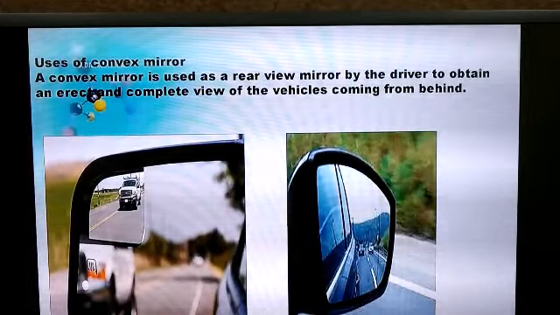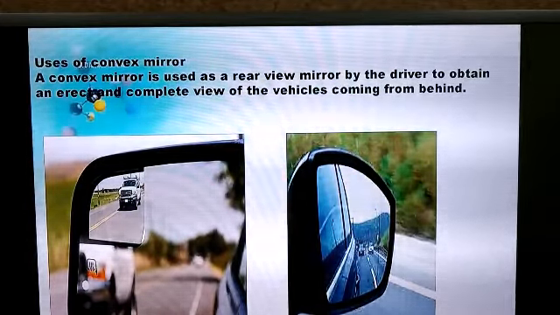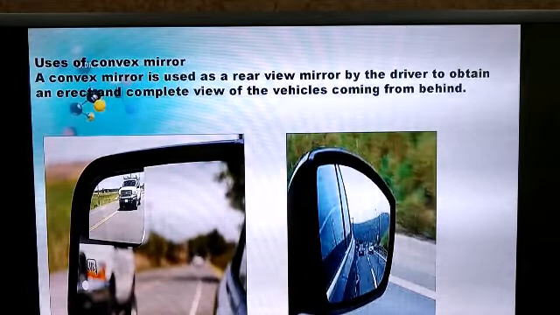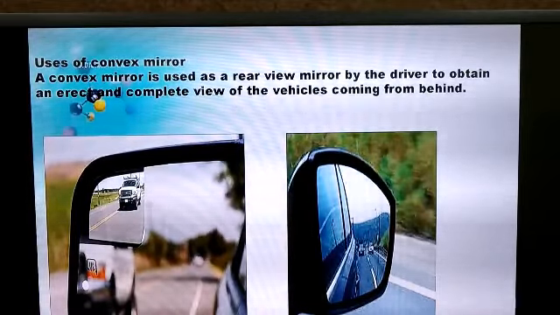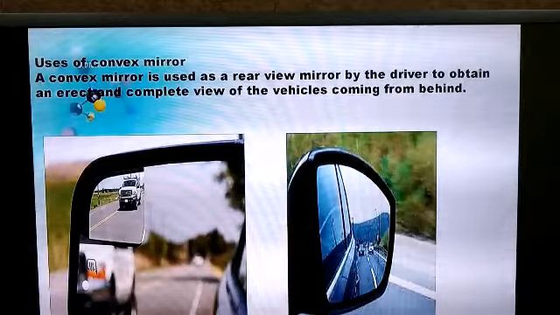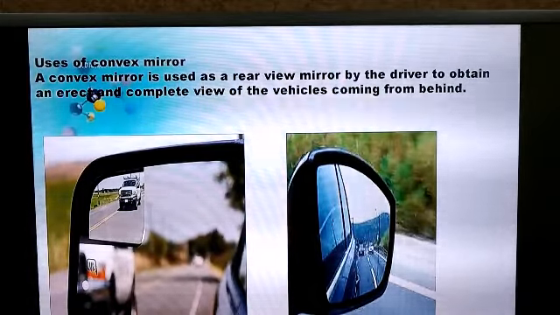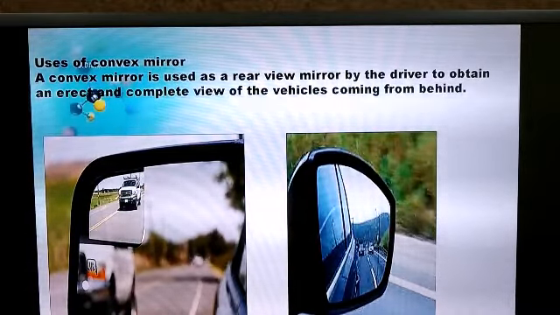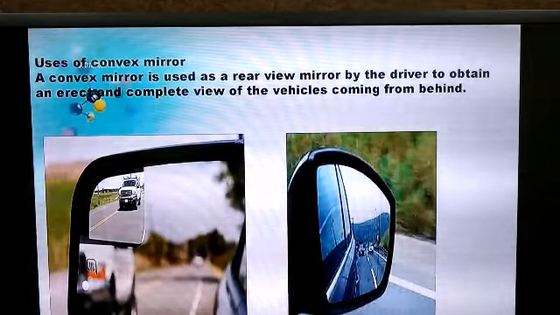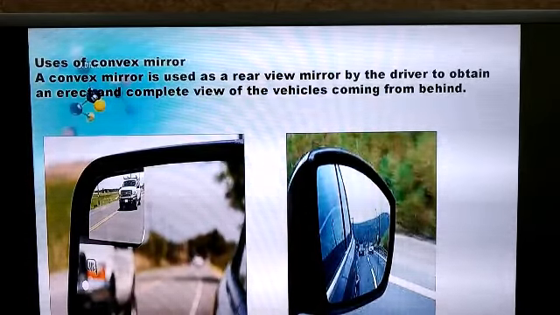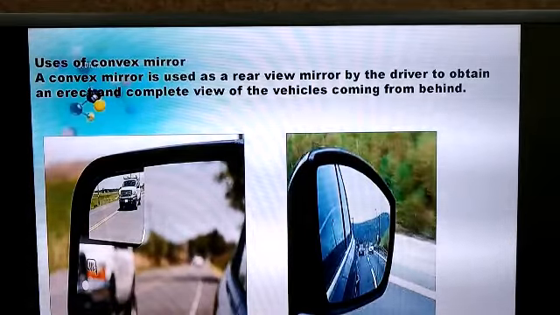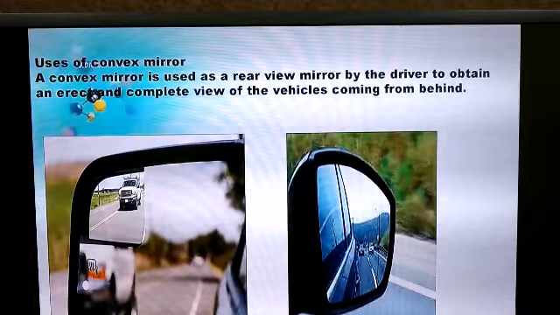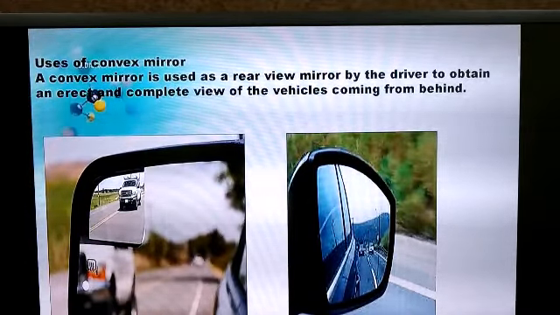Uses of convex mirror. Convex mirror is used as a rear view mirror by the driver. You must have seen the mirrors which are attached to the sides of the vehicles. The driver uses this rear view mirror to get a very clear view of the vehicles that are coming from behind. So this mirror, which is a side view mirror, is nothing but a convex mirror. A convex mirror always gives virtual and diminished images of the object. So with the help of the convex mirror, the driver is able to get a very clear view of the road, and this prevents the driver from getting into any sorts of accidents.